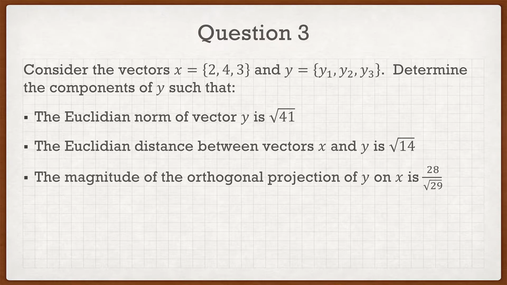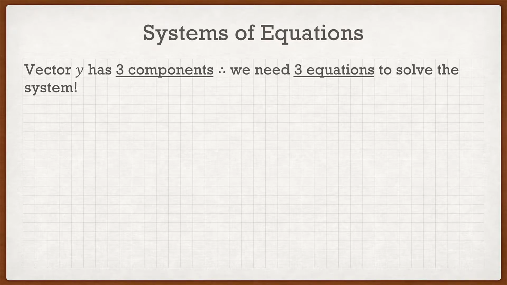So, main thing here, we got to figure out y. And as we can see, there's y1, y2, and y3. So in the end, we're going to have 3 unknowns. So, quick summary, vector y has 3 components, or 3 unknowns. Therefore, we know that we're going to need 3 equations to solve this system of equations.